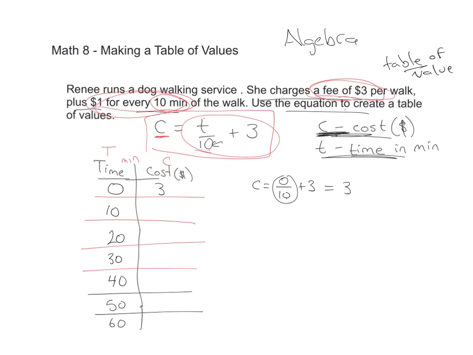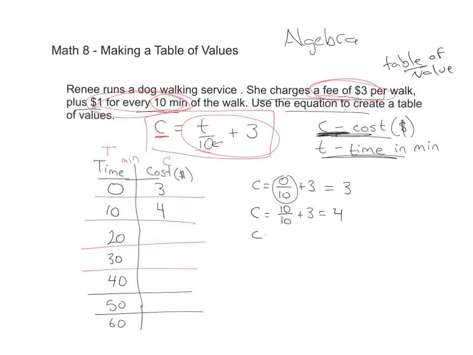Now next one. Let's say she walks for 10 minutes. How much is this cost going to be? So you can see now T here is going to be 10. So I'm going to put 10 in the top divided by 10 in the bottom. What do I end up getting? Well, 10 divided by 10 is 1. 1 plus 3 is 4. So you're going to see that if she walks your dog for 10 minutes, she's going to charge $4.